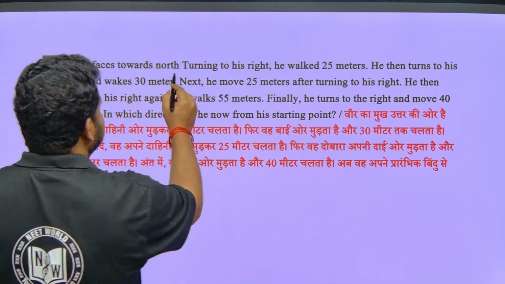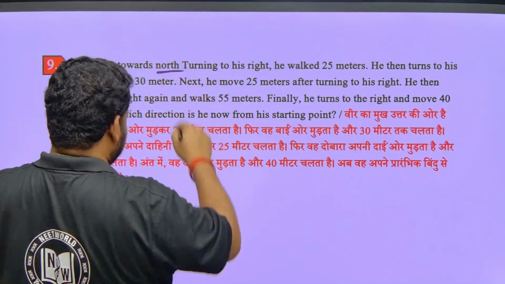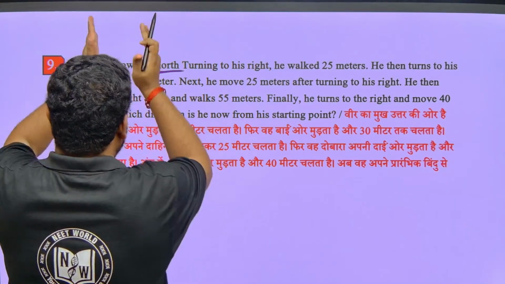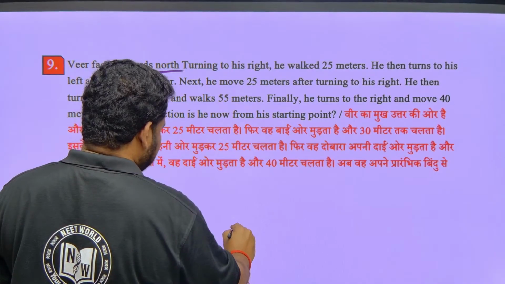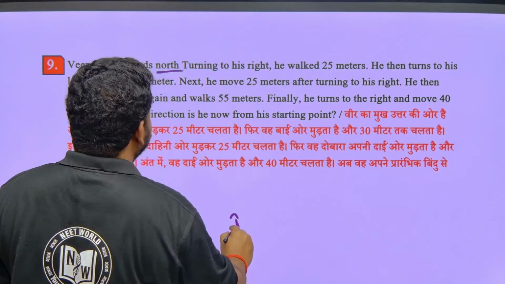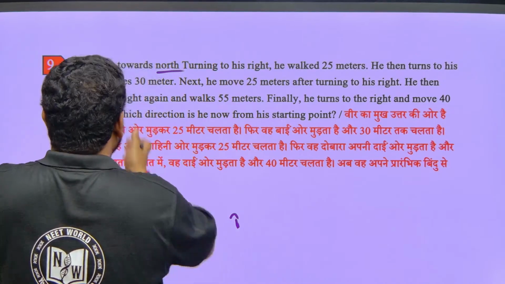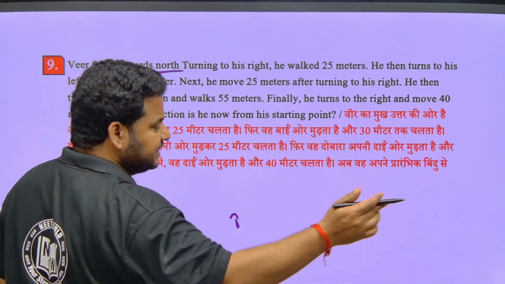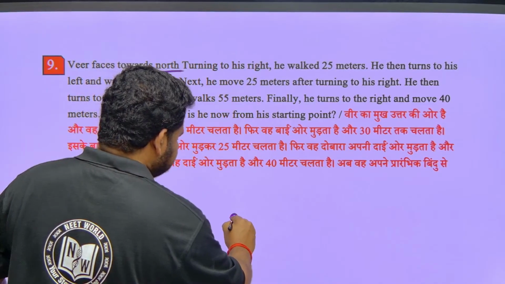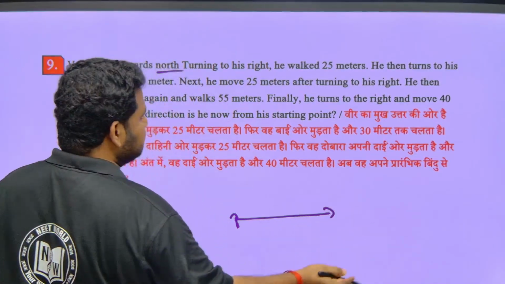Veer faces towards north. Veer is facing towards north, which means facing upside. Then turning to his right, he walked 25 meters. North means he is looking upwards, and turning to his right means he is moving east. From this point he is moving east, turning to his right, he walked 25 meters.